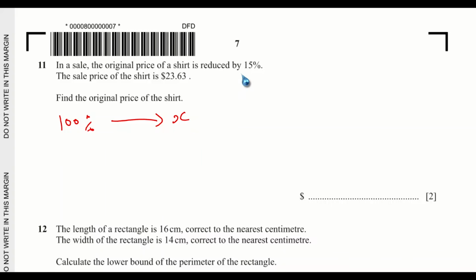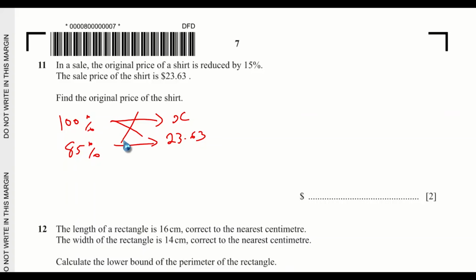So if you have a reduction of 15%, and we were told that it was sold at $23.63 when you have a reduction of 15%, that means this 23.63 was at 85%. So that means at 85%, the price of the shirt should be 23.63. So that is the price at 85%. So we want to find the original price of this shirt.